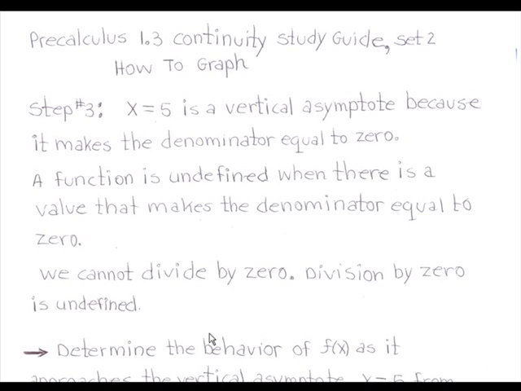Well, continuing on, x is equal to 5 is a vertical asymptote because it makes the denominator equal to 0. A function is undefined when there is a value that makes the denominator equal to 0. We cannot divide by 0. Division by 0 is undefined.